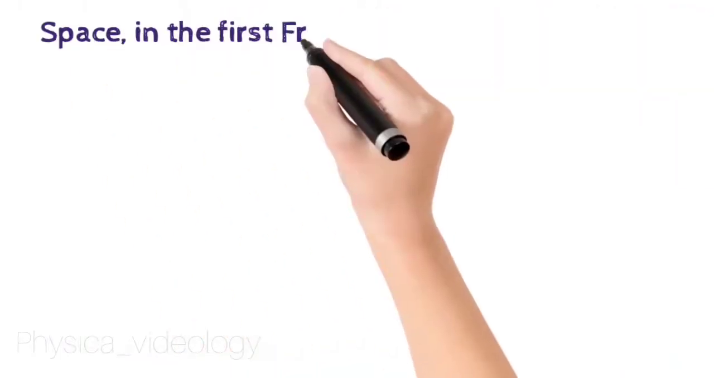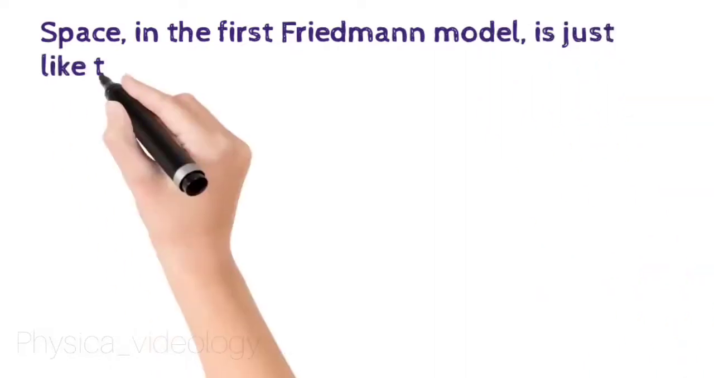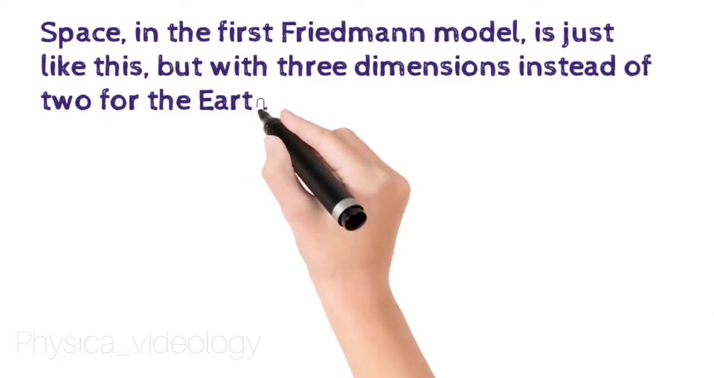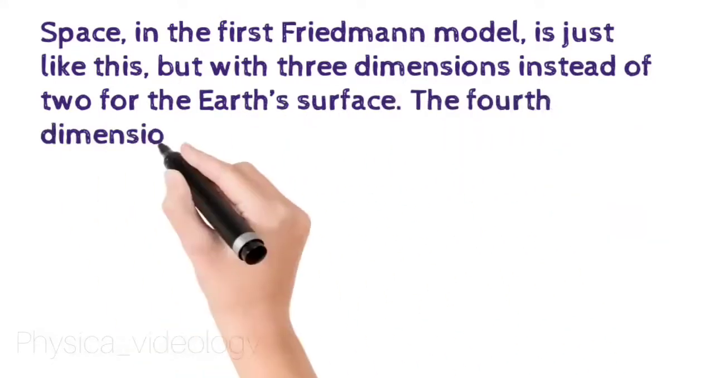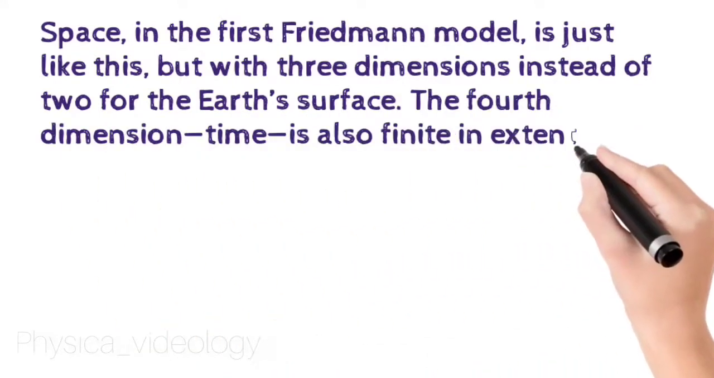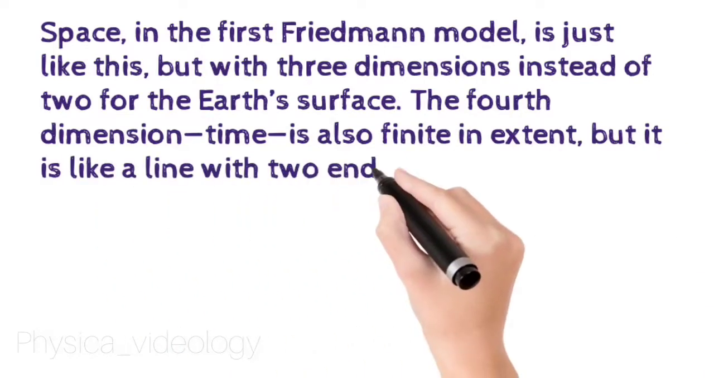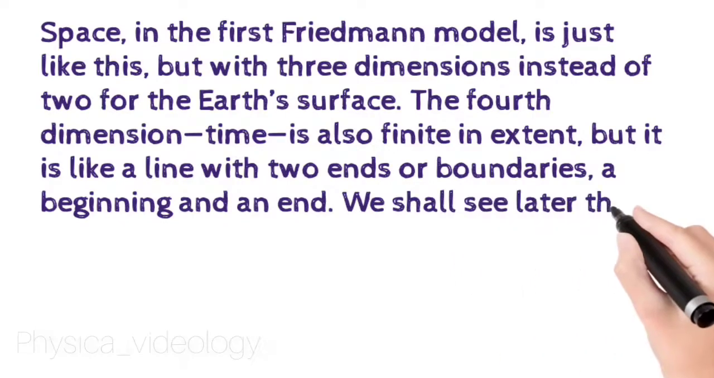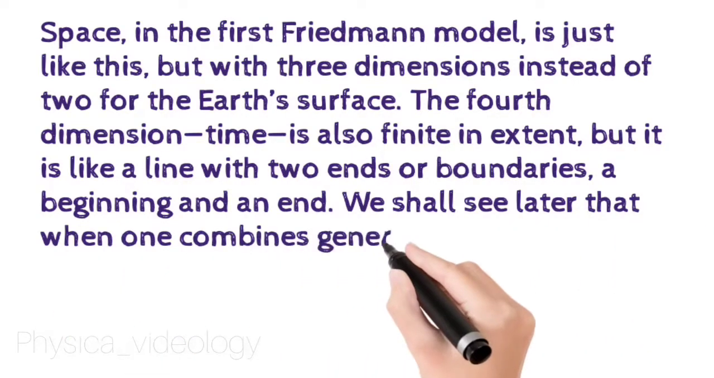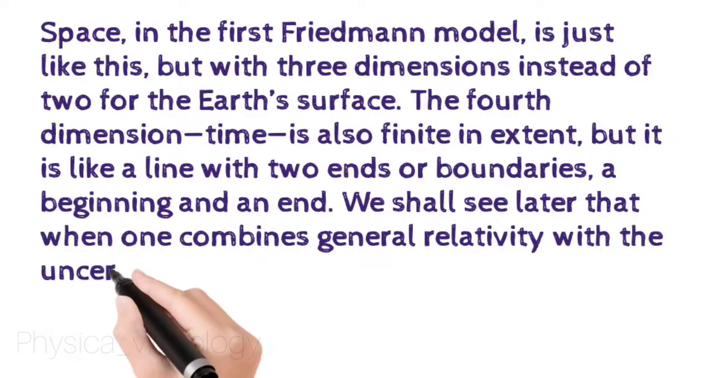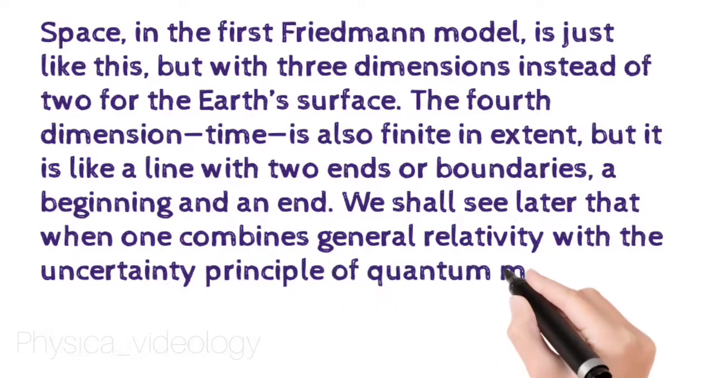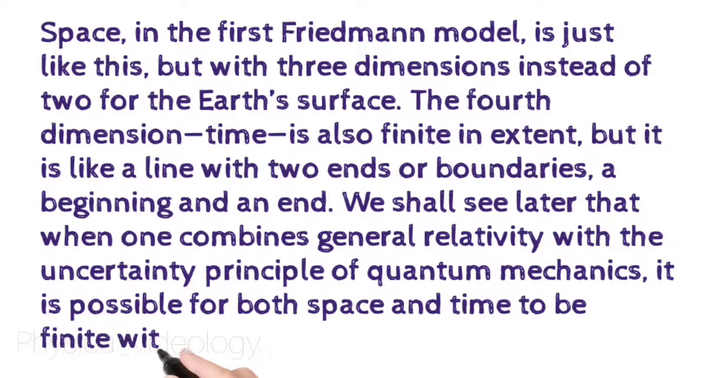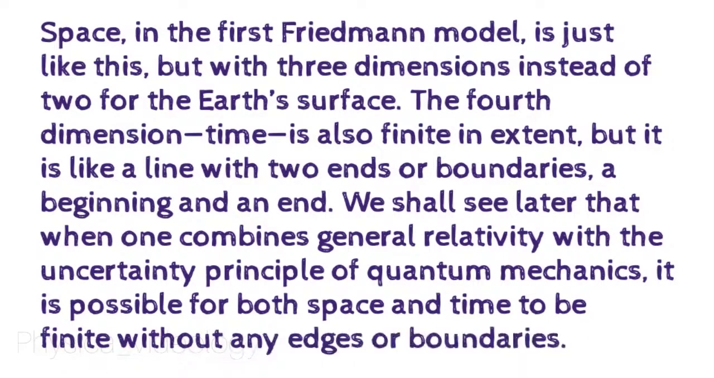Space, in the first Friedmann model, is just like this, but with 3 dimensions instead of 2 for the Earth's surface. The fourth dimension, time, is also finite in extent, but it is like a line with 2 ends or boundaries, a beginning and an end. We shall see later that when one combines general relativity with the uncertainty principle of quantum mechanics, it is possible for both space and time to be finite without any edges or boundaries.